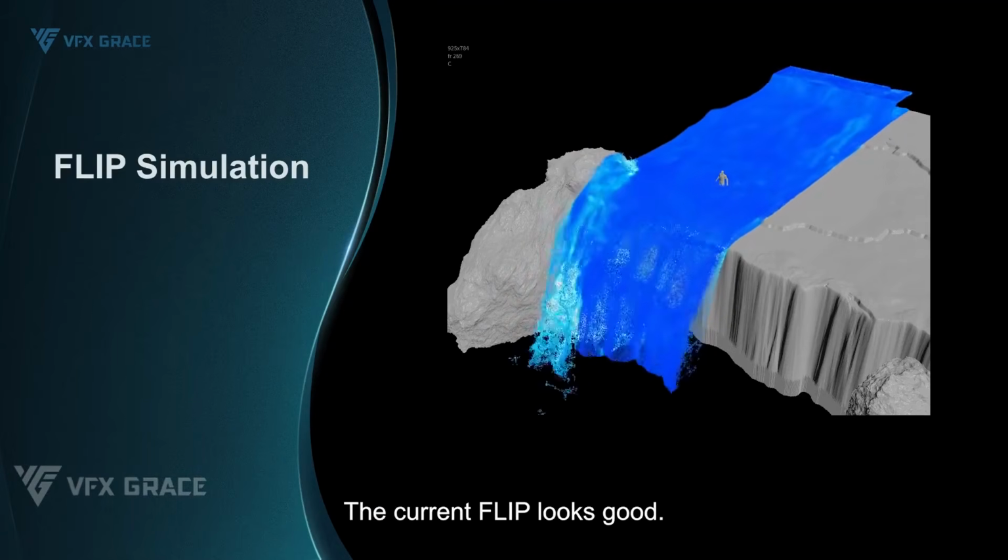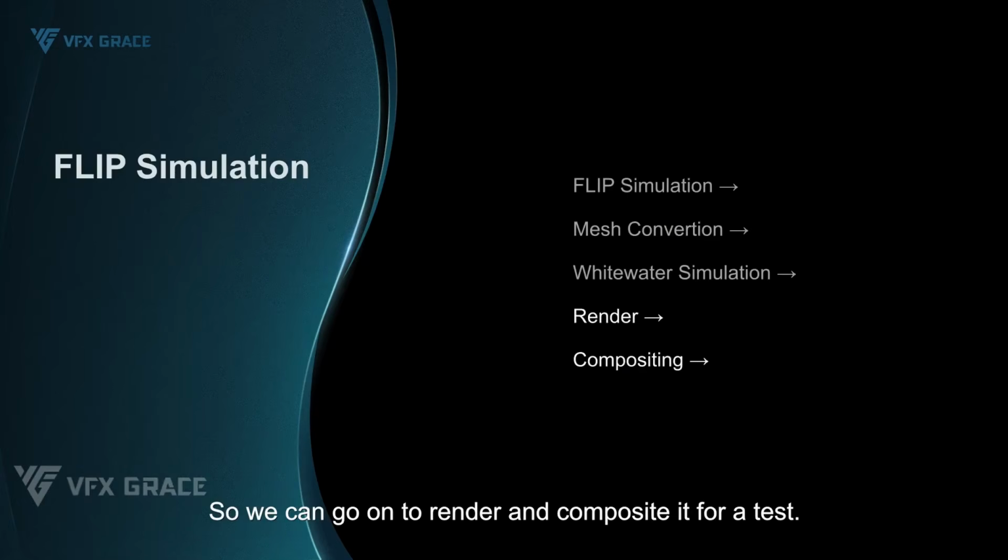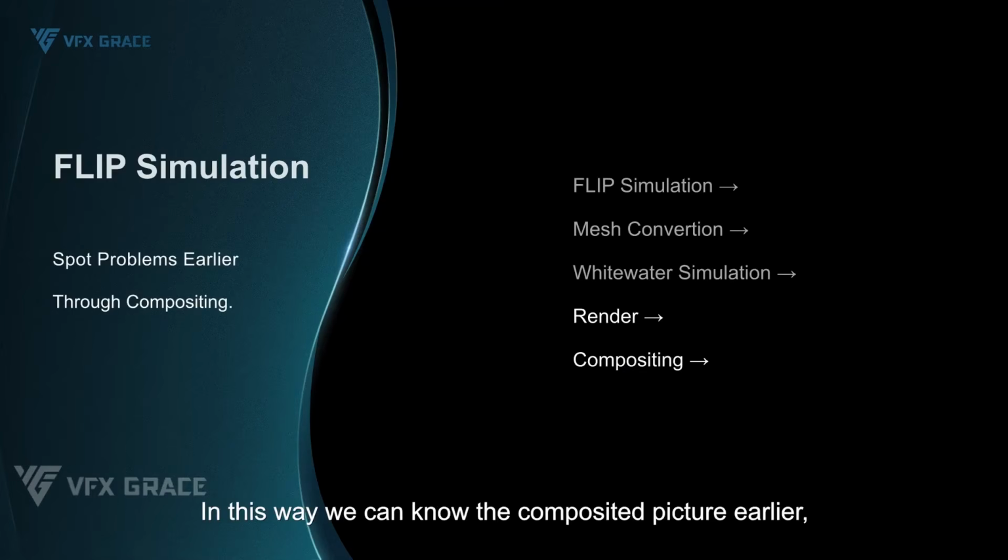The current flip looks good, so we can go on to render and composite it for a test. In this way, we can know the composited picture earlier, which is conducive to examining if the overall effect is good or not, and to spotting the problems to be fixed further. It's unnecessary to spend too much time concentrating on simulating effect. Only after compositing it, we can see the final picture, thus know better where it needs to be modified and promoted. This is very essential. Also, some unnecessary work can be avoided effectively.